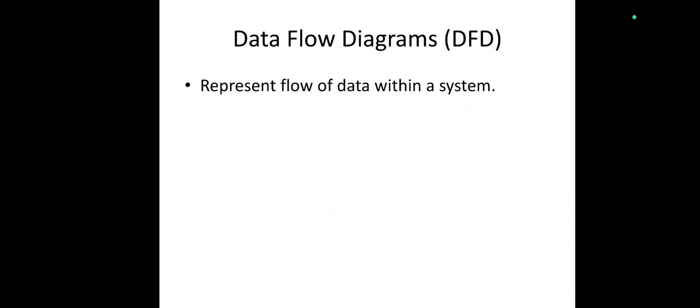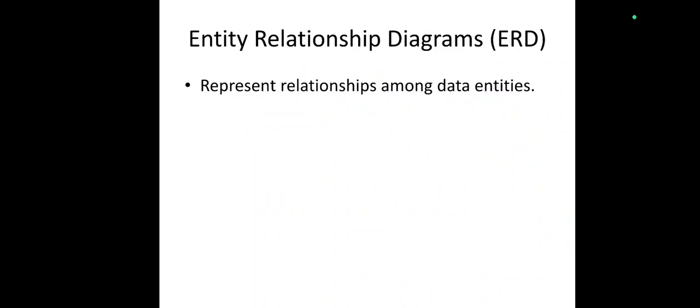Data flow diagram represents flow of data within the system. The design techniques are methods used to create software structure and architecture. They help organize software into manageable components. Entity relationship diagram. It represents relationships among data entities.